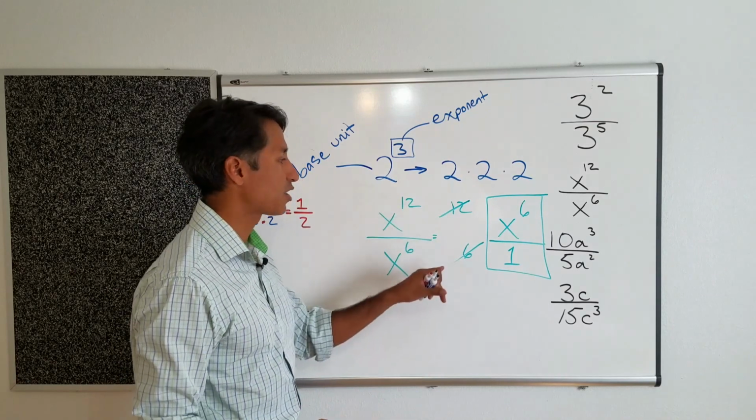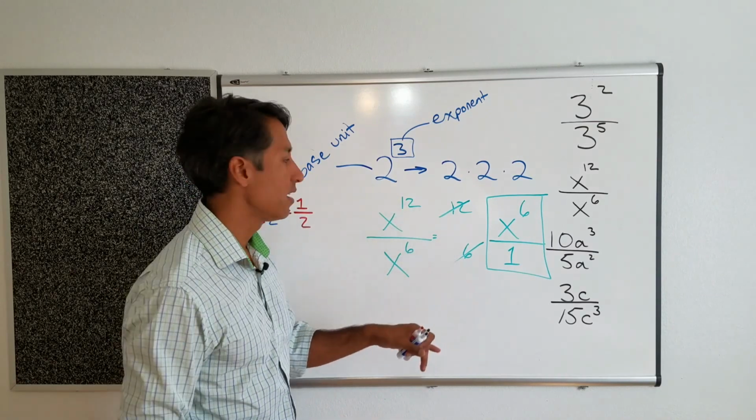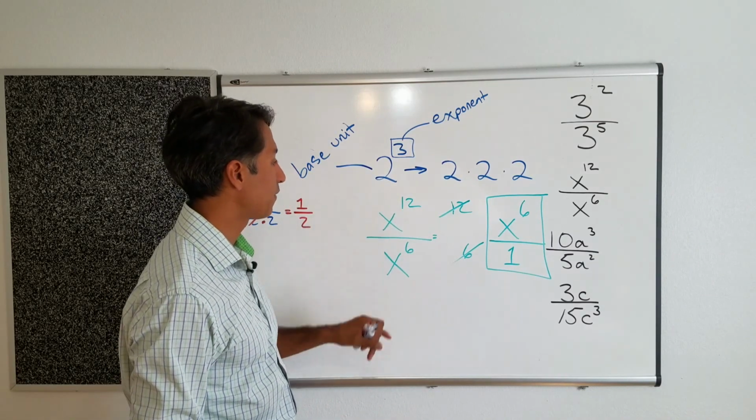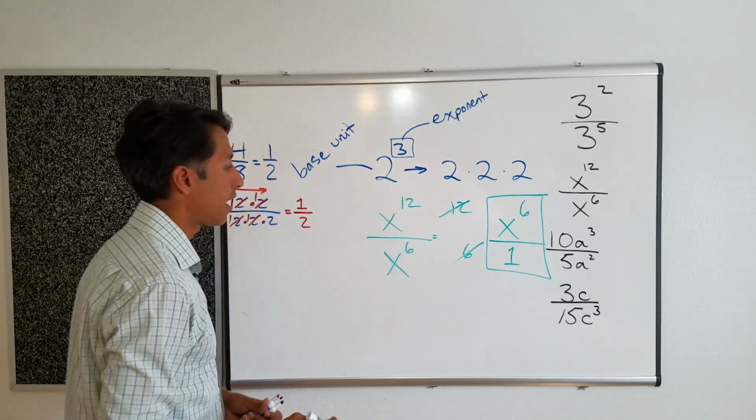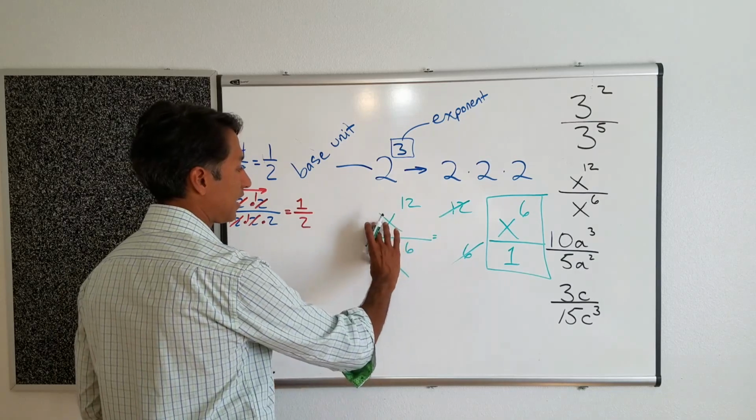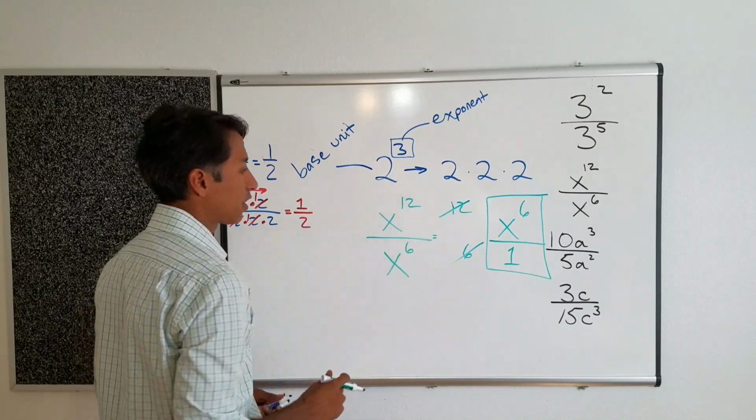Now there is a subtraction method and I'll talk about it in a little bit. I want to get you through the basics of this, just how to simplify when you have exponents on the top and bottom, okay? You need to have the same base unit and then you can work on it like that.